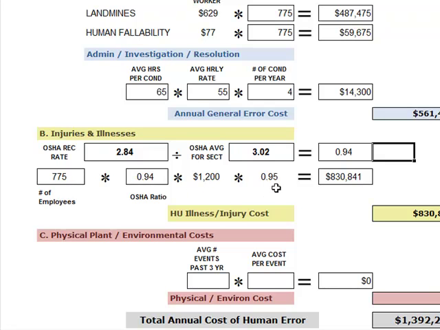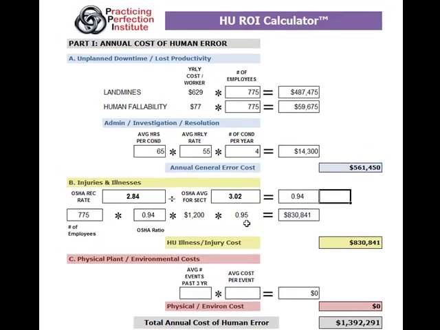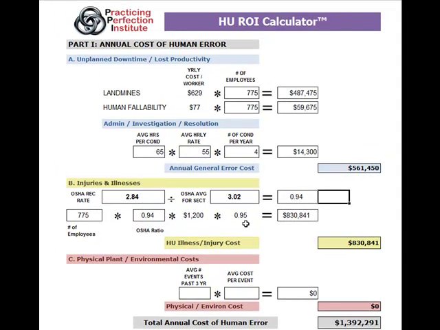So now you have your number of employees multiplied times your OSHA ratio times 1,200. Now the 0.95 is because statistically 95% of the time somebody gets hurt on the job, human error is involved. And remember, this is a human error or human performance return on investment calculator. So that's why we have the 0.95. So in this case, you can see the total over here, and it has also totaled down here.